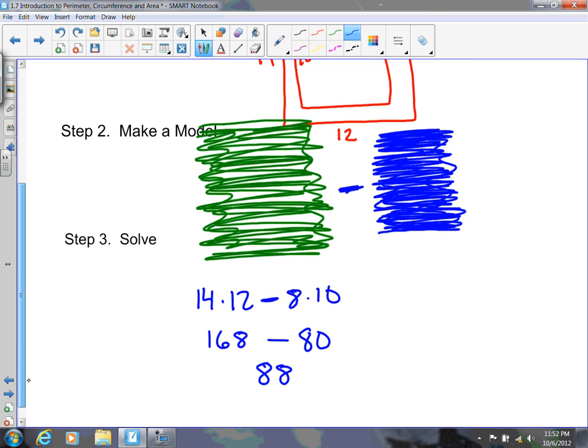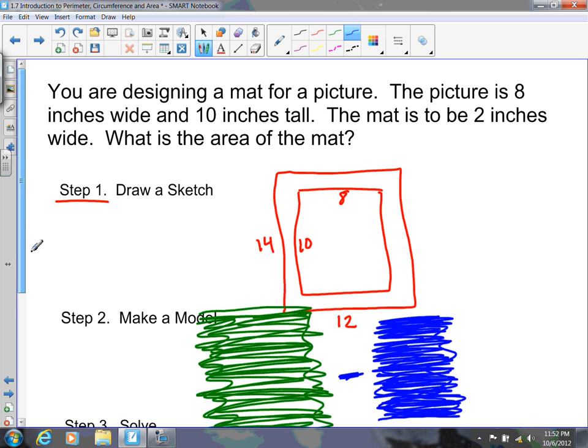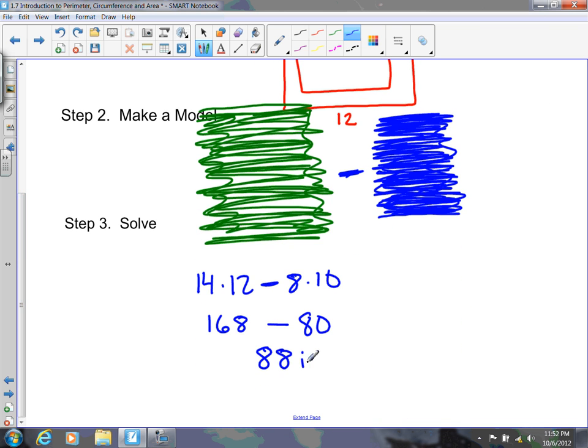And we are finding an area, but did they give us units? It wasn't just 14, but inches. So the area would be 88 inches squared. I'm making sure to label my answers.